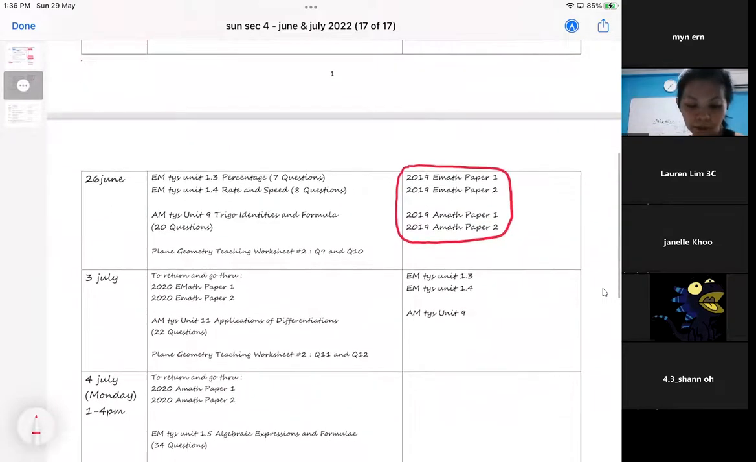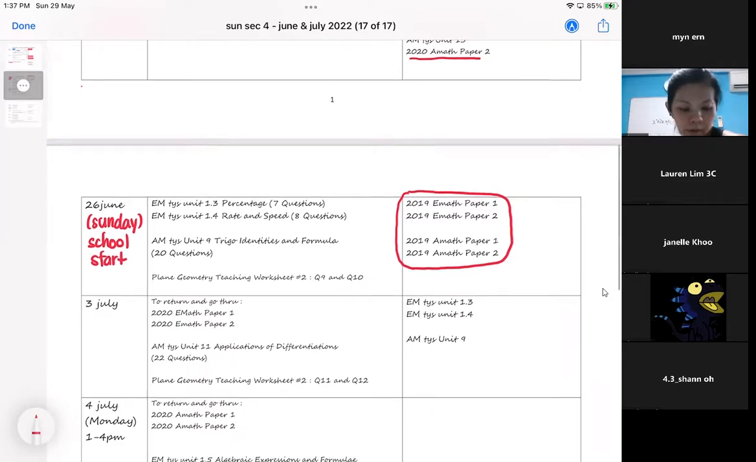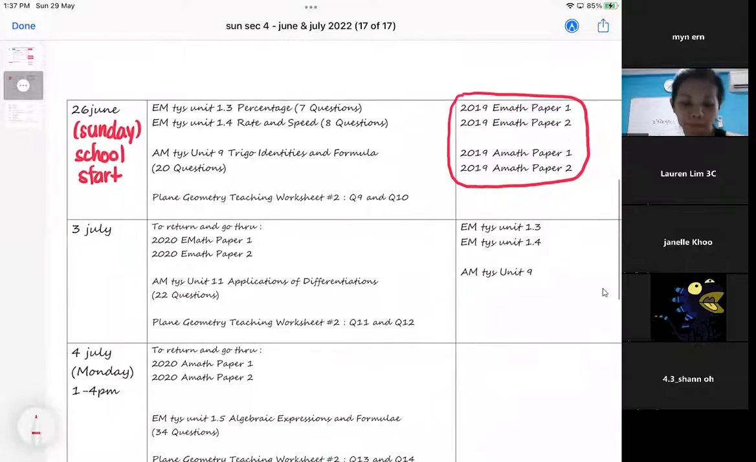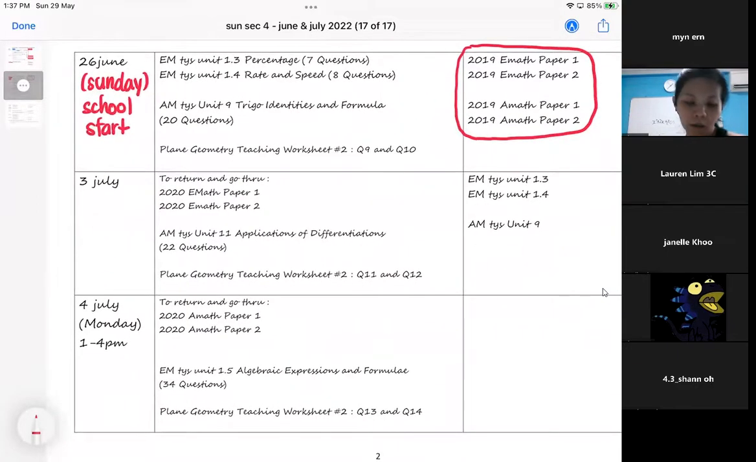For example, this Sunday is the Sunday before school reopens. That means school is going to start the next day already. When school starts, I will also tell you when I'm returning your paper. Take note that there is an extra lesson here. This is Youth Day, no school, it's a school holiday.